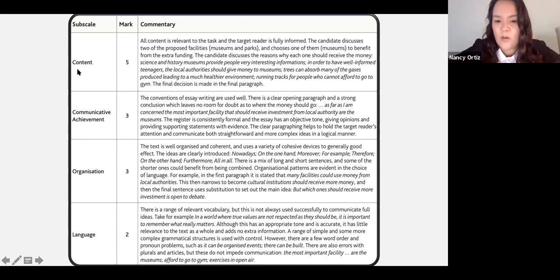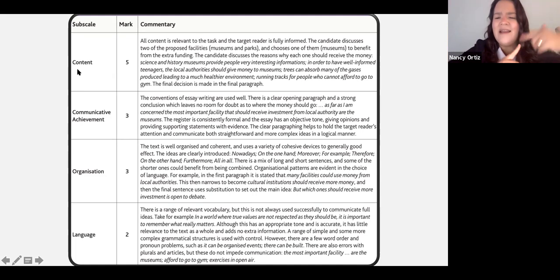Take, for example, "in a world where true values are not respected as they should be, it is important to remember what really matters." Although this is an appropriate tone and it's accurate, grammatically speaking, it has little relevance to the text as a whole and adds no extra information. A range of simple and some more complex grammatical structures is used with control. So why the person got a 2? Because this person was using very simple sentences and not complex, grammatically speaking, not for a C1 level.